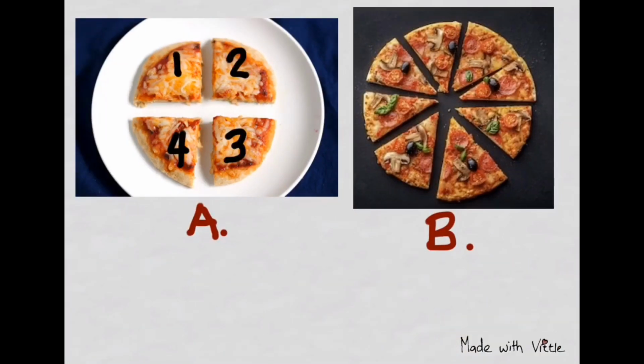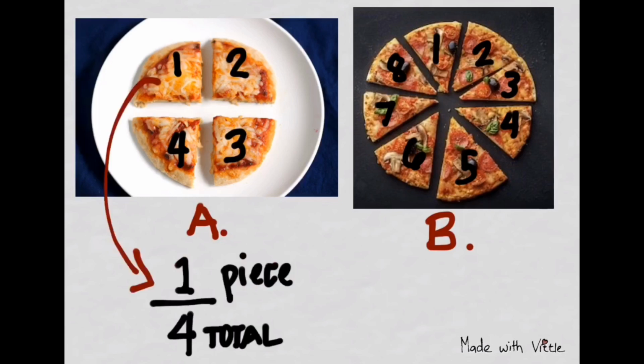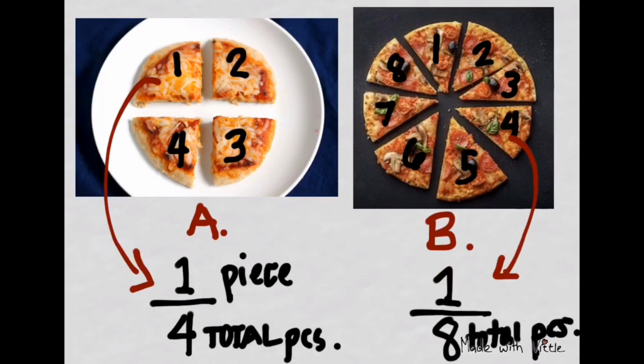So the first pizza, pizza A, was divided into 4 parts, while pizza B is cut into 8 parts. So on pizza A, if I get 1 piece, I can write it as 1 out of 4 total pieces as a fraction. While on pizza B, I can write it as the fraction 1 piece out of 8 total pieces. So if I'm the one you have to ask, I will get a piece from pizza A because 1/4 is greater than 1/8. Because it's obvious that if you cut a pizza into more pieces, then each piece will be much smaller.